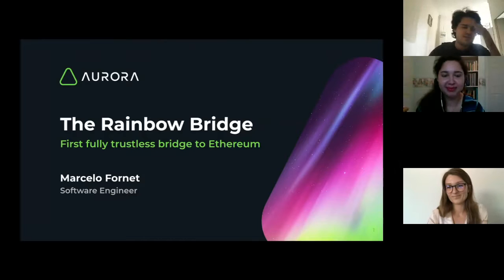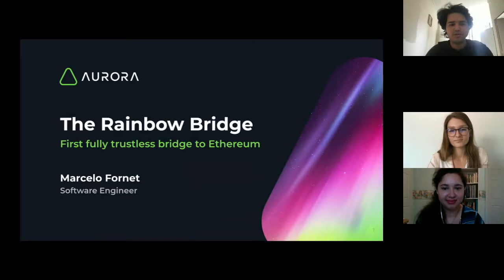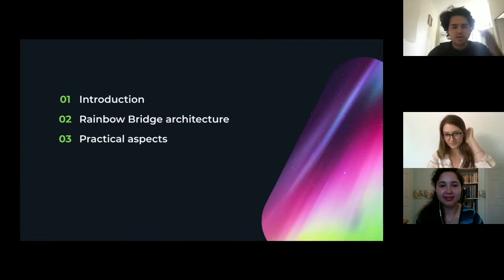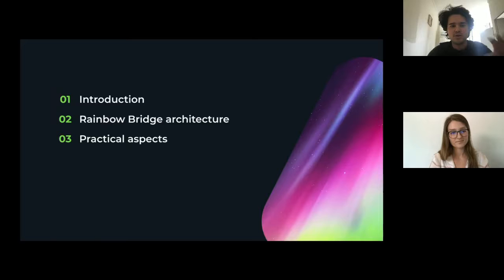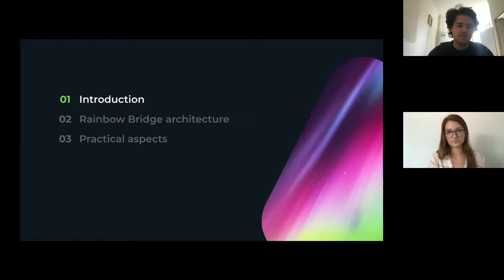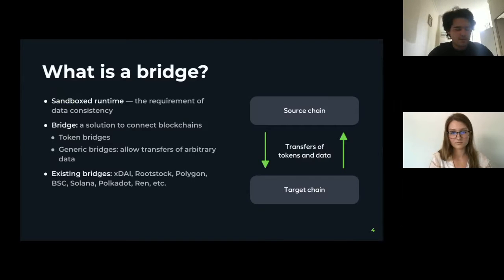Looks marvelous. Okay, so I want to talk about the Rainbow Bridge, a trustless bridge between Near and Ethereum. This will be a quick talk about how the bridge works, why it is trustless, and some aspects of it. Well, first of all, what is a bridge and why do we need them? Basically, each blockchain works as a sandbox environment where you can run smart contracts or dApps, but they can only interact within their own environment. And by that, I mean that they can only interact with what exists inside the blockchain.